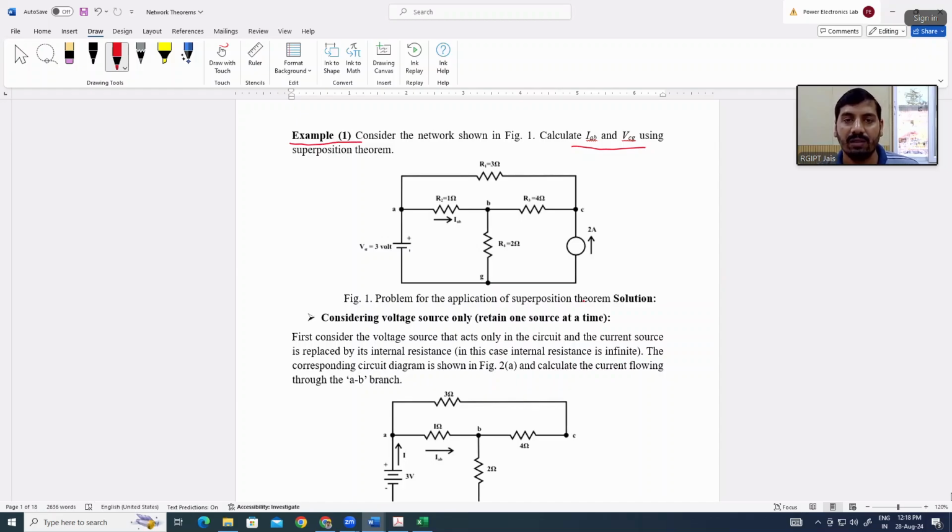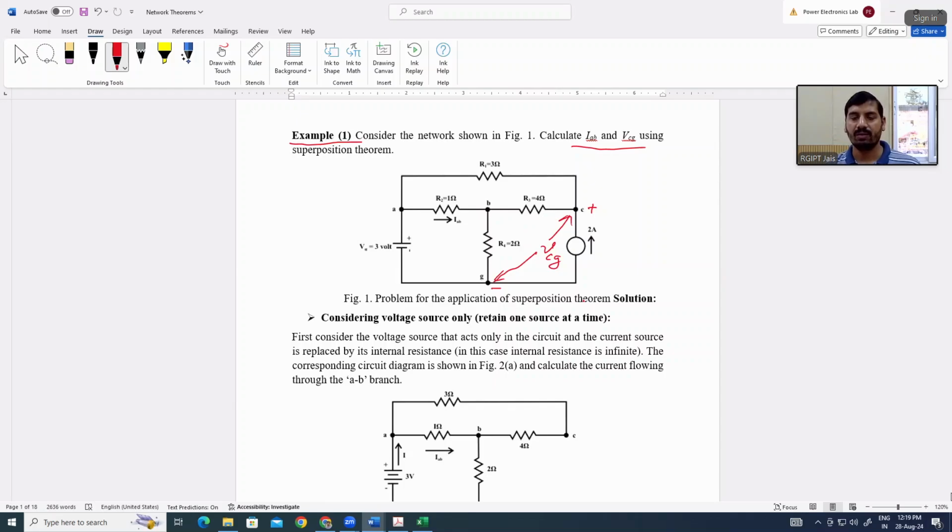This is IAB, the current flowing through this R2 resistor, and VCG, the voltage across this current source. We have to find out the value of VCG, and that will be this value. Okay, VCG means this will be plus, this will be minus.